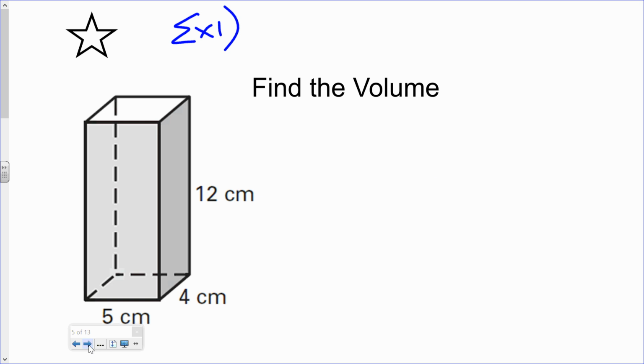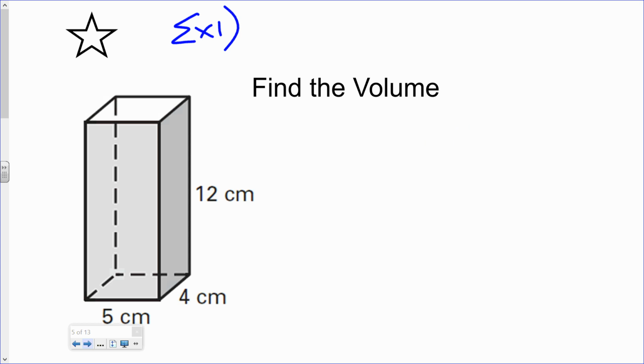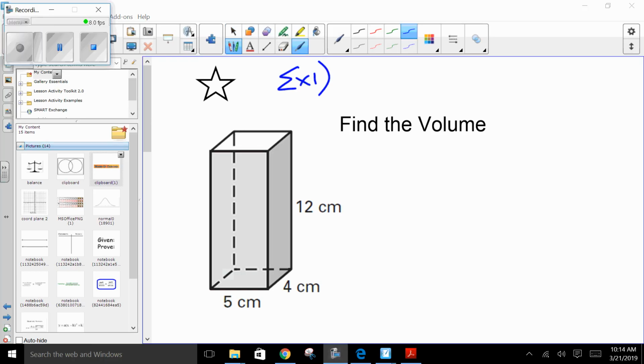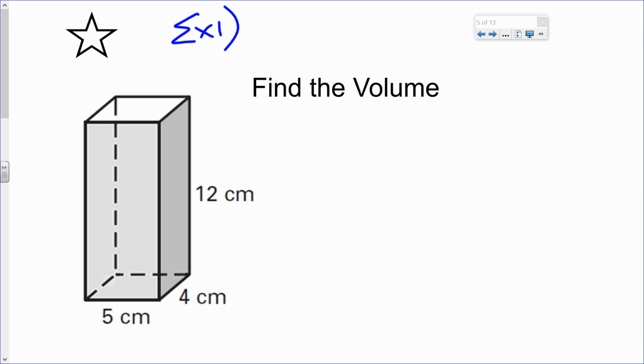Go ahead and draw yourself a prism. Remember, draw the top face, bottom face, connect the corners, rocking and rolling. Do that for me. Draw that one. I'll give you about a minute to draw that. We're going to find the volume of this puppy. Let's write the volume formula. I got a prism. I know it's a prism because notice this bottom face and the top face are opposite each other, and they're the same. So it's a prism, a rectangular prism.